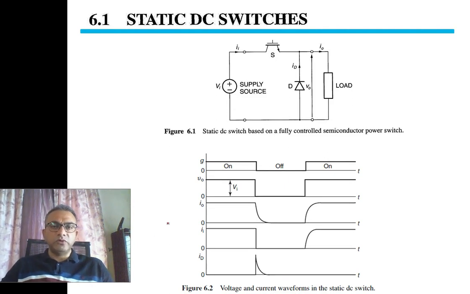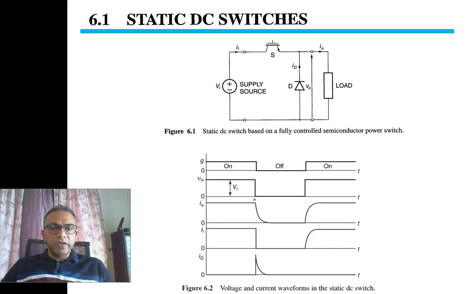Now we will come to the third graph, that is the output current, I naught. When we supply a voltage across the load, since the load is connected, a current will start to flow. This current will remain constant because the load is constant. This current will remain a straight line as long as the switch is turned on.